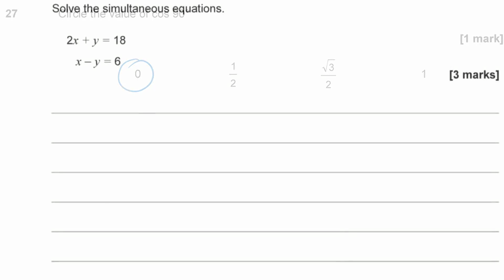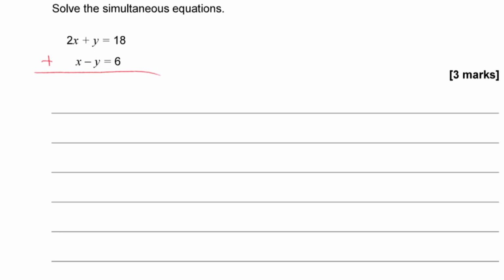That's it. Solve the simultaneous equations 2x plus y is equal to 18 and x minus y is equal to 6. Now you should have a few methods up your sleeve for solving simultaneous equations, either by elimination or substitution or graphically. Here, this particular pair of equations lends themselves really well to elimination. You can see I've got a plus y and a minus y, so I can eliminate y very easily by adding these two equations together.